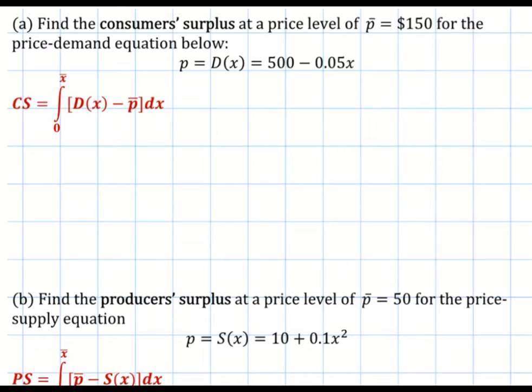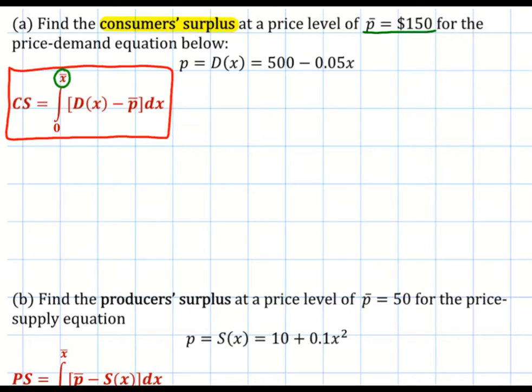Find the consumer surplus and the producer surplus. First, we have the consumer surplus. The formula for the consumer surplus is this. So first, we need to find X bar for the price level of 150.